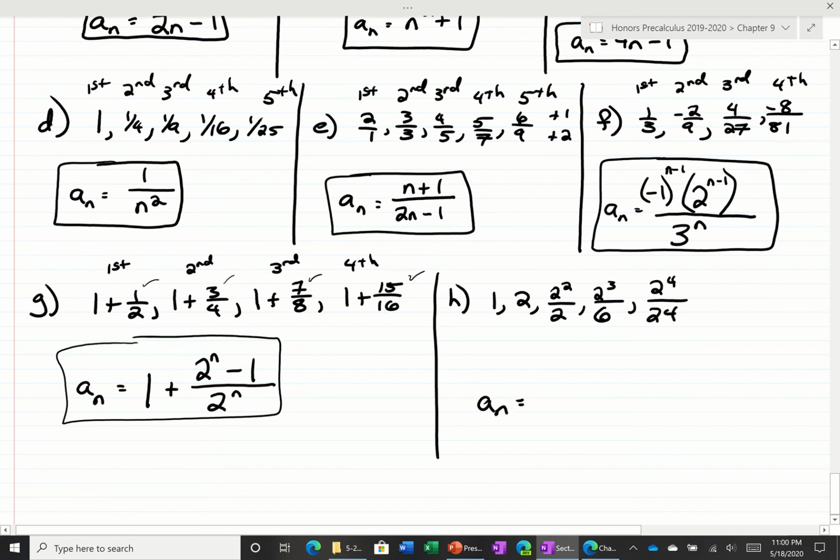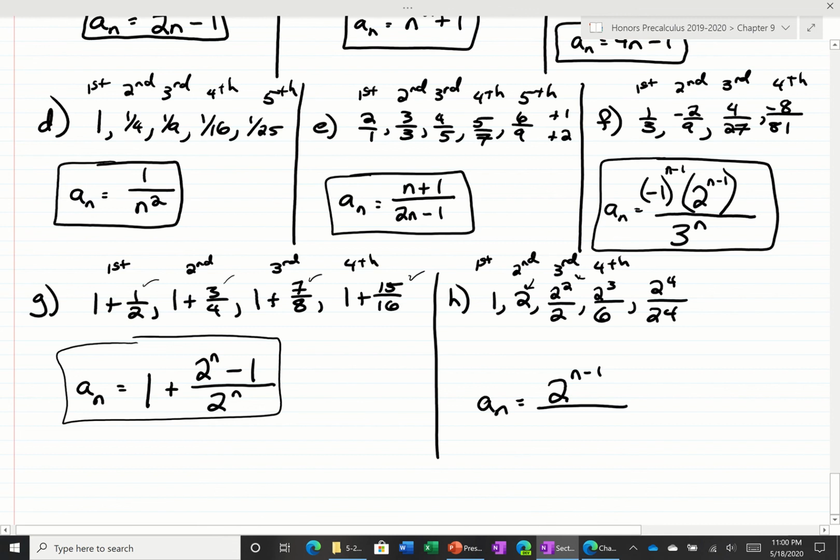So the top looks like powers of 2, but this is our first term, second, third, and fourth. So for the first term, this is 2 to the first, 2 to the second, but it looks like it's 1 power below. So I'm going to make the top 2 to the n minus 1. Because then on the third term, we're going to be doing 2 to the second. So that takes care of the top.